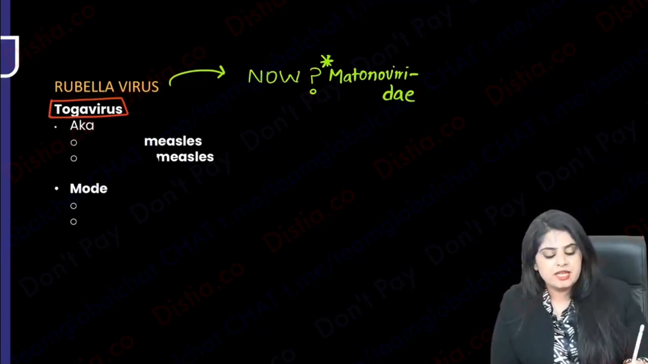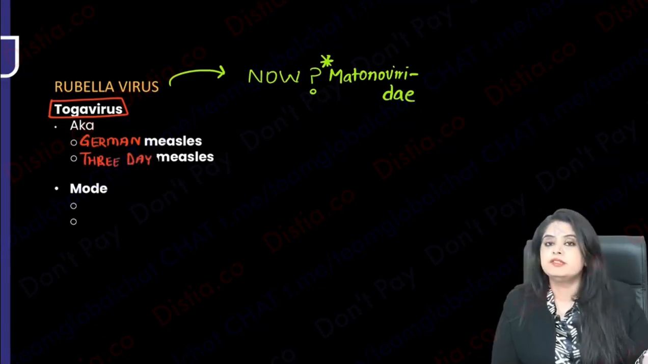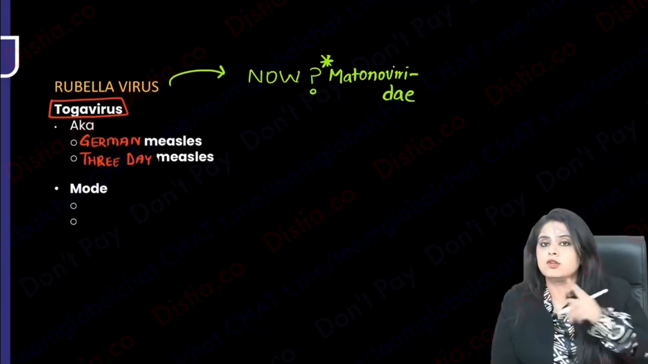This I've told you. Have I also told you that rubella is known as the German measles? And have we also studied that rubella is known as the 3-day measles? It's known as the German measles and the 3-day measles. So I had given you a cross connection.